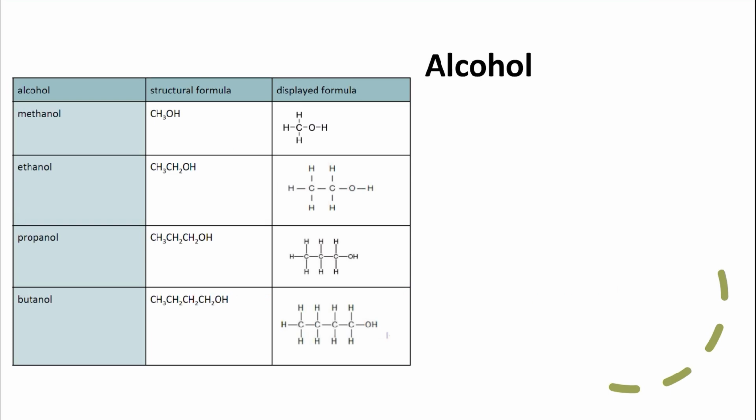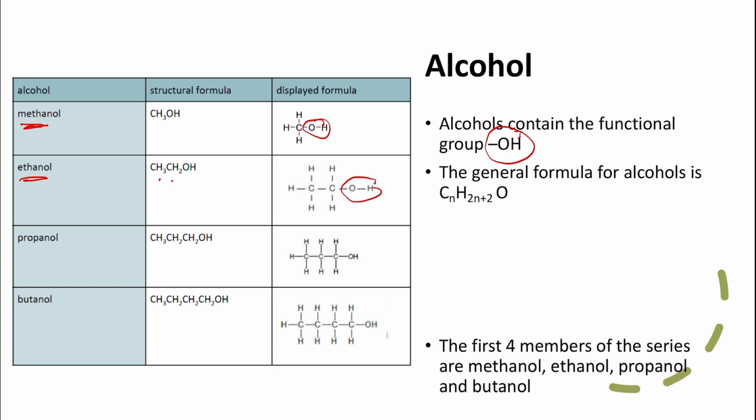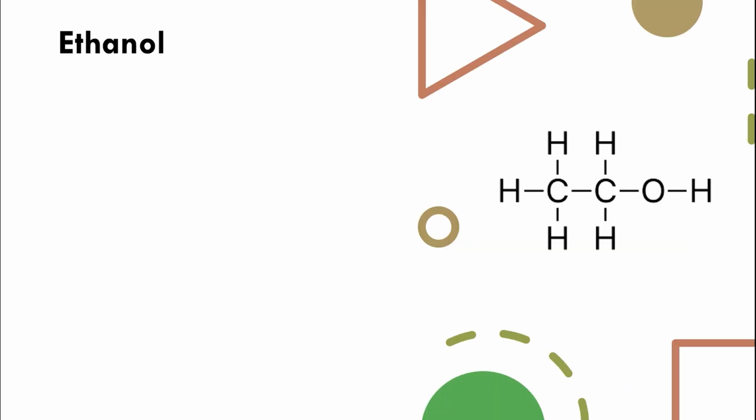Alcohol is the third series that you need to learn. Alcohol contains the functional group OH. To name the alcohols, you follow the same concept for naming organic molecules. The prefix refers to the number of carbon atoms, and then we have the suffix -ol. Methanol is the first member, which has one carbon atom and an OH, then ethanol is the second one with two carbon atoms and an OH, and then propanol, and then butanol.